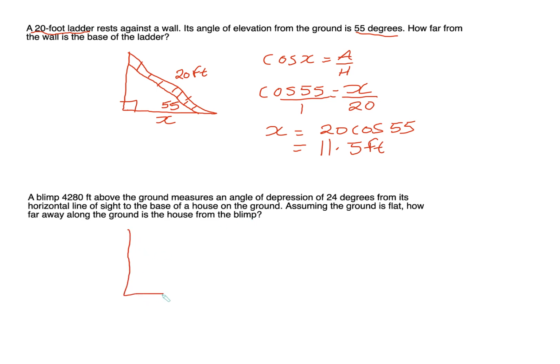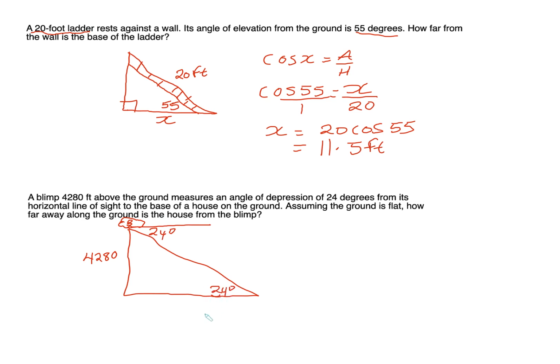So again, draw a right triangle. Now a blimp is like a plane. So I'm going to draw something here. So that's my blimp. So when they say that it's 4,280 feet above the ground, they're talking about the vertical distance. There's your 4,280. The angle of depression is 24 degrees. So that's here. But remember, if you get the angle of depression, we can write it as an angle of elevation.